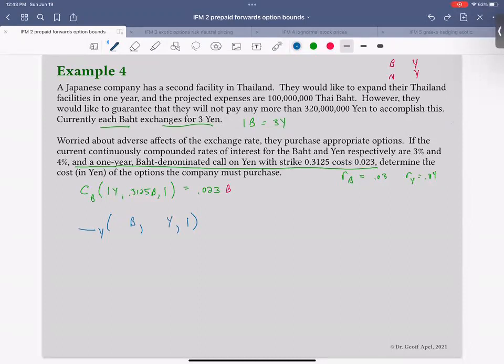But I guess here we know that we're really doing 100 million bahts for 320 million yens. That's the option that I'd want to exchange here. So I'm actually going to put 100 bahts for 320 yens. And I'm really talking about millions.